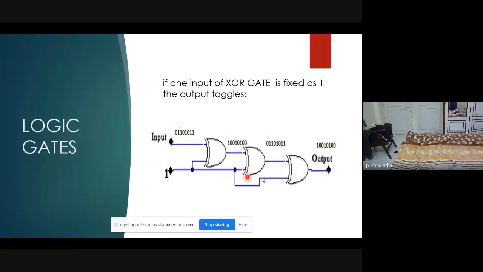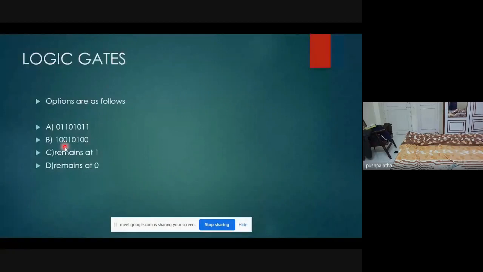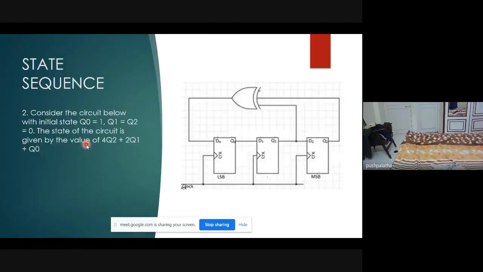If I keep on solving the series of bits at one input and a high input at the other input, you will get the output as 1 0 0 1 0 1 0 0. So the option is going to be B. Option B is your answer, 1 0 0 1 0 1 0 0. This is how you have to solve.